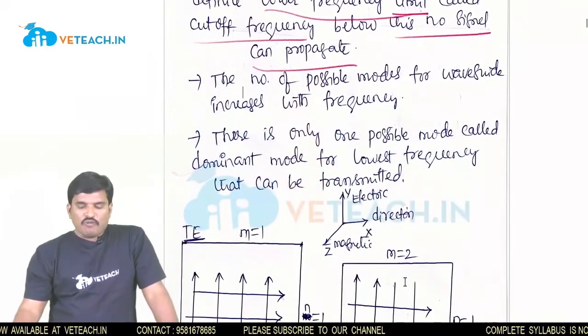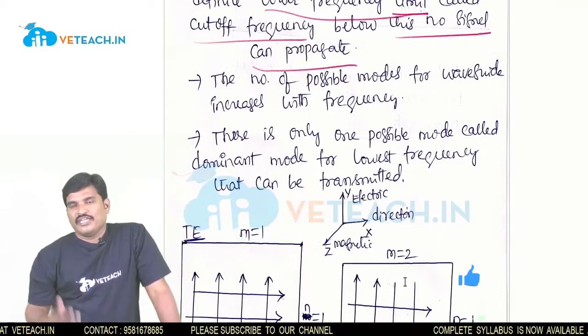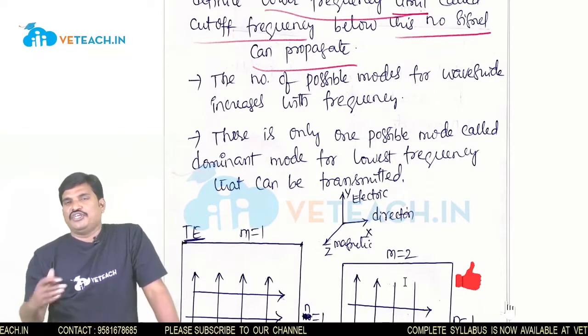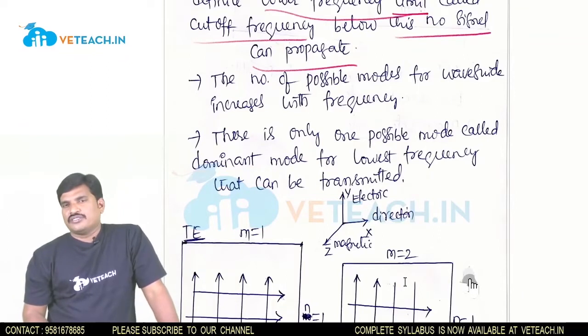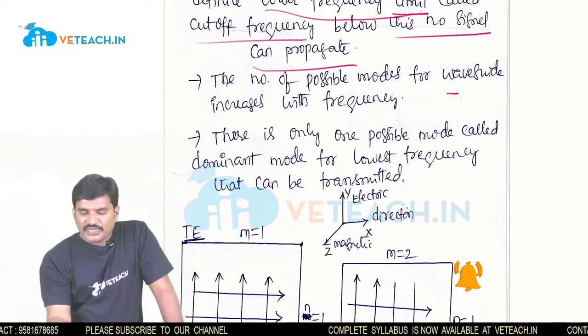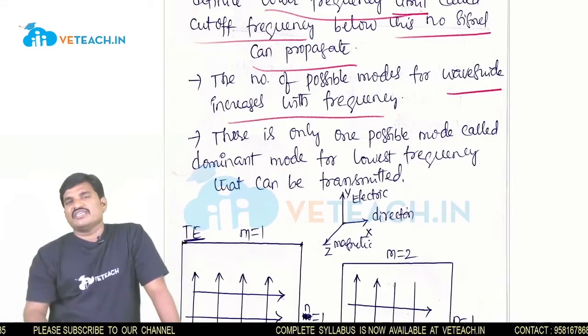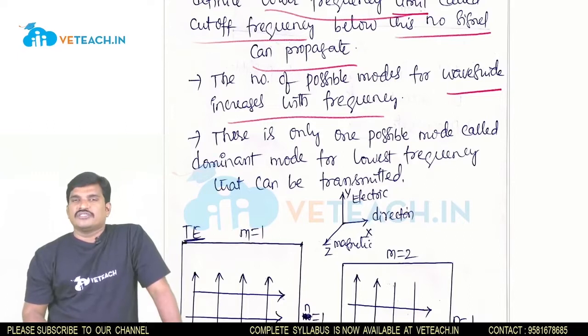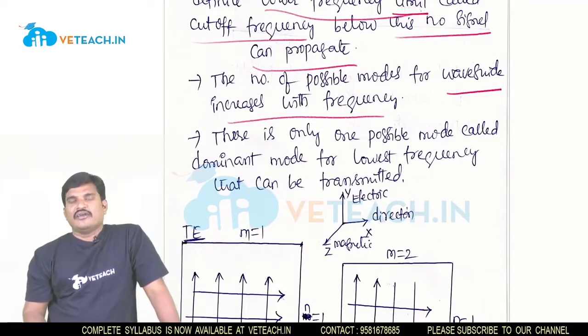And the number of possible modes, how many modes we are accepting: TE of different kinds, TE01, TE20. So these are the different kinds. How many modes are accepted increases with the frequency. If you increase the frequency, definitely the modes also increase. It accepts a larger number of modes inside the waveguide itself.